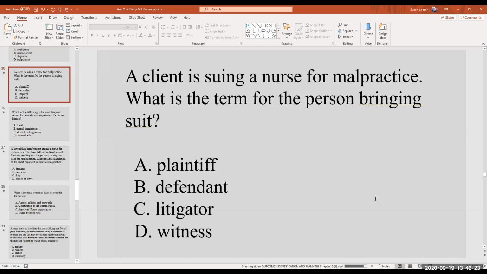A client is suing a nurse for malpractice. What is the term for the person that brings the suit? A, the plaintiff. The plaintiff.